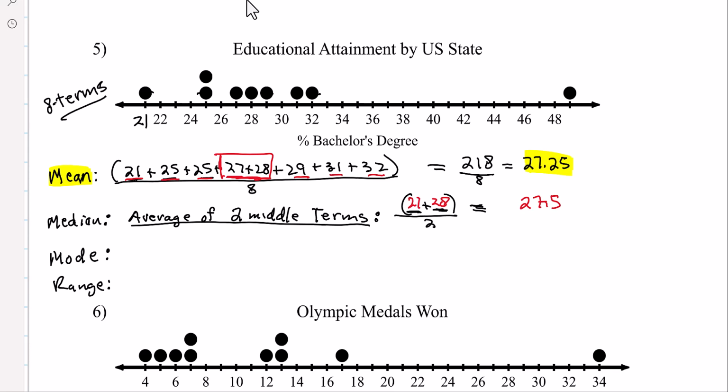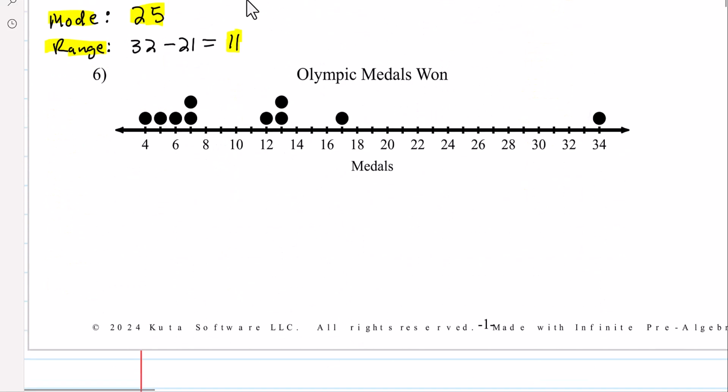And oftentimes with statistics, the closer the mean and median are together, the more reliable you can consider those values. All right. Now the mode: the only number we have listed twice is 25. So it does indeed have a mode. And then the range: the highest value is 32. The lowest value is 21. So the range is 11. Mode was 25. The median was 27.5.